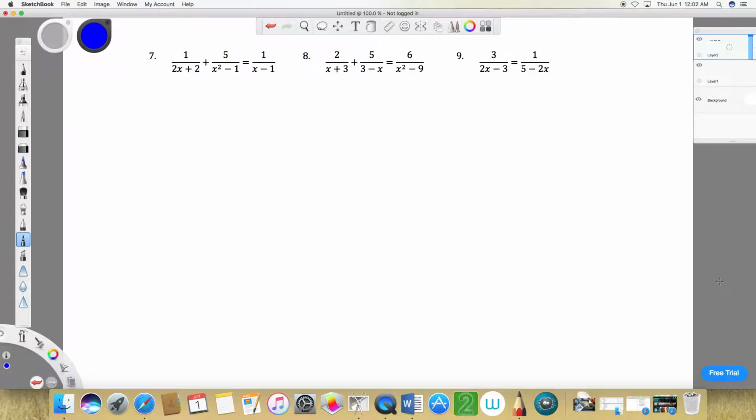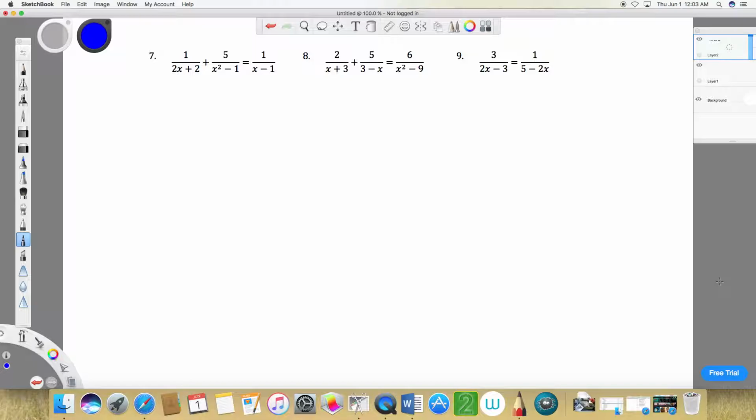Let's take a look at these three equations. These are rational equations. I can see that I have ratios and fractions within these equations, and I have variables in the denominator. So whenever I have variables in a denominator in a rational equation, I need to be concerned about extraneous solutions. I have to avoid division by zero.